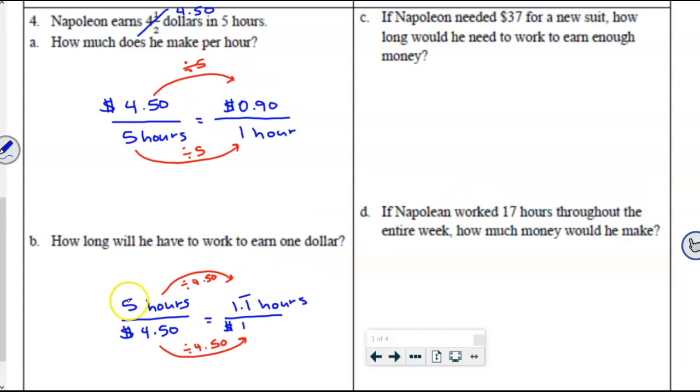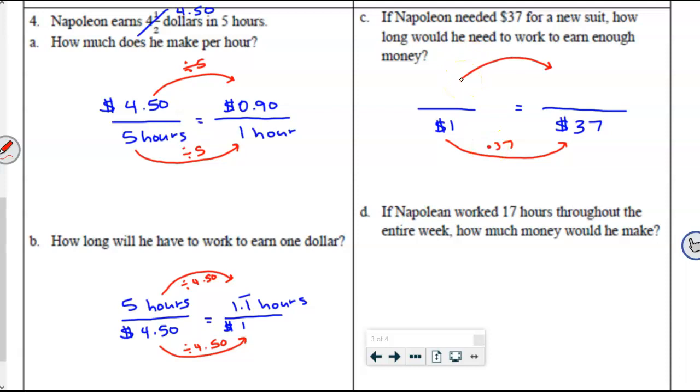All right, let's answer parts C and D. All right, part C, Napoleon needs $37 for a new suit. So how long is he going to need to work in order to earn enough money? So starting at the end, we know that that 37 is going to be here on the bottom. And that also means that I'm going to use the unit rate here that has the $1 on the bottom, because it's very easy to change that $1 into a 37. I simply multiply by 37. And whatever is there on the top, I'm going to multiply that by 37 as well. What is on the top?